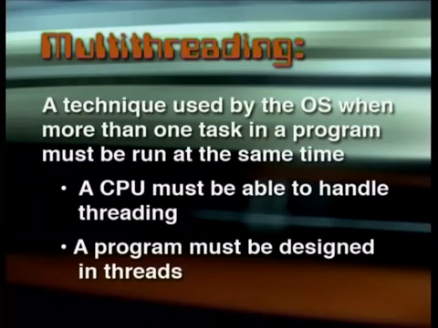Listen. Programmers can write one program, but use different parts of the program to do different things. These parts are called threads and are designed to be run at the same time. Now, the CPU must be built to handle threads. And if the OS detects that the program is multi-threaded and the CPU can run threads, it instructs the CPU to use multi-threading.